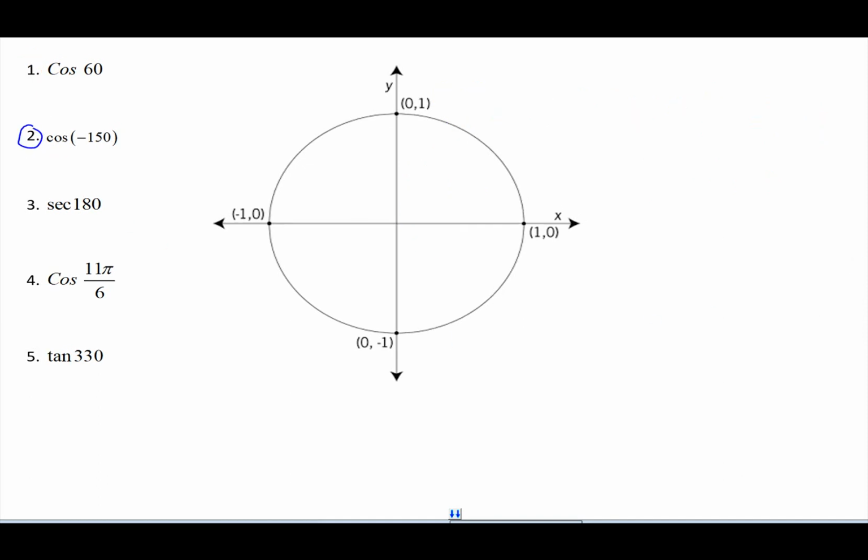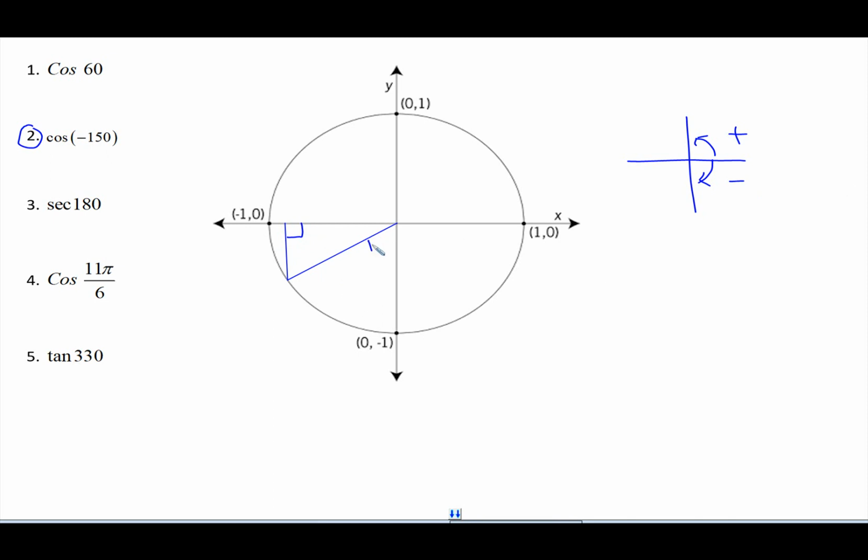All right, so let's do number 2 here. In number 2, the angle is negative. If the angle is negative, remember we rotate clockwise. When the angle is positive, we rotate counterclockwise. So right here is negative 90 degrees. For negative 150, we've got to go another 60 degrees, so maybe about right there. And then let's drop our perpendicular to the x-axis, always to the x-axis.